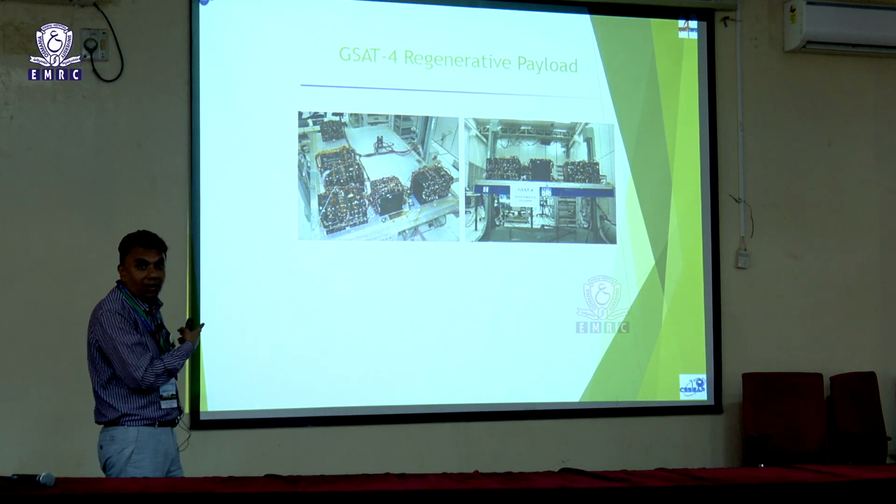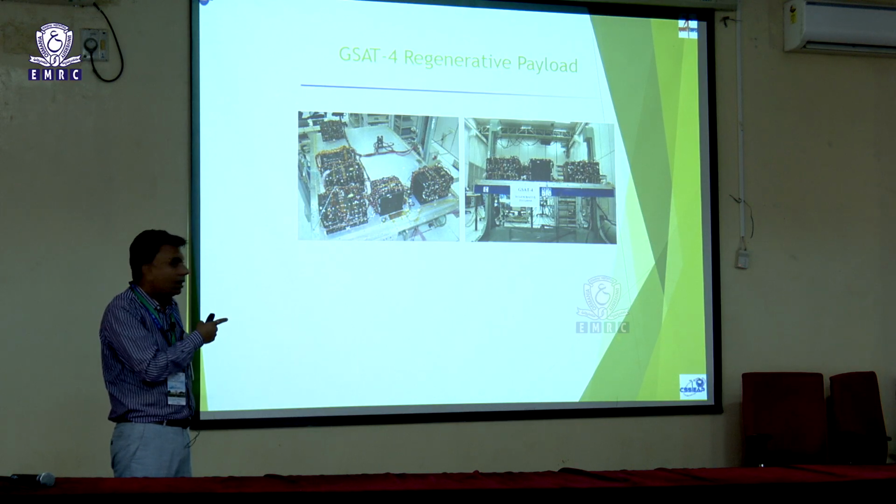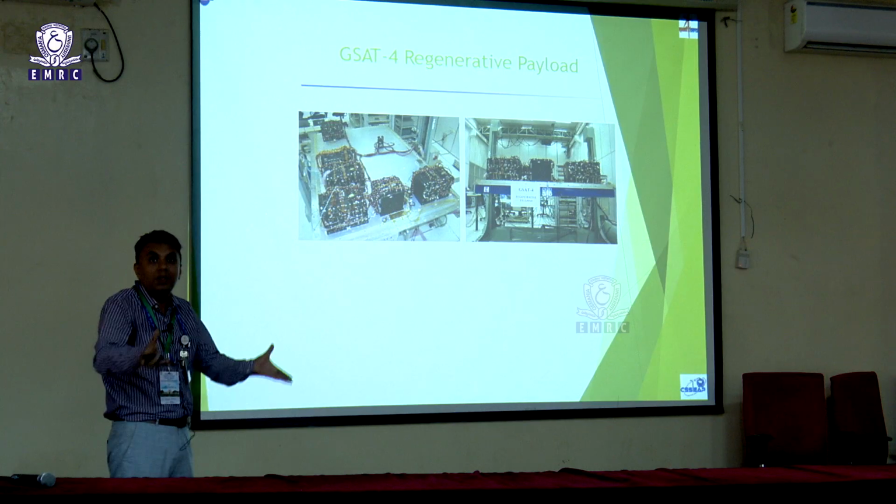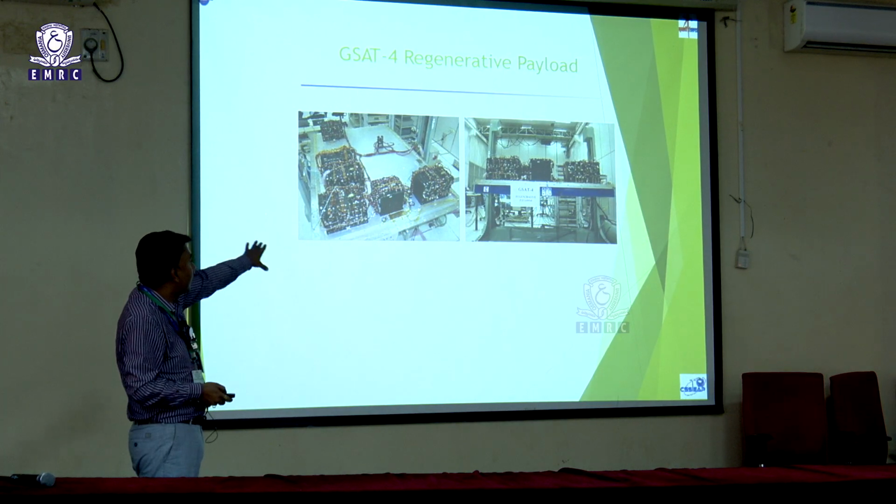This is the payload photograph once it is ready. This is the complete hardware snapshot for the 8-beam hardware. This is called a satellite panel. On the downside you can see the satellite panel which is integrated with the spacecraft, and that is the type of harness routing we are doing.